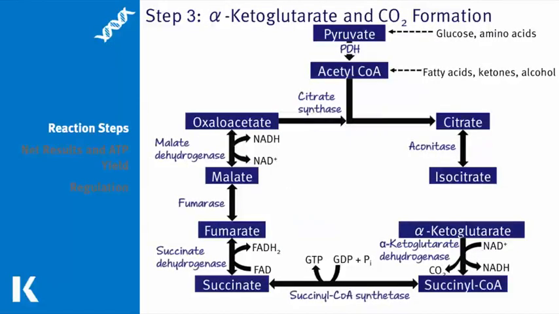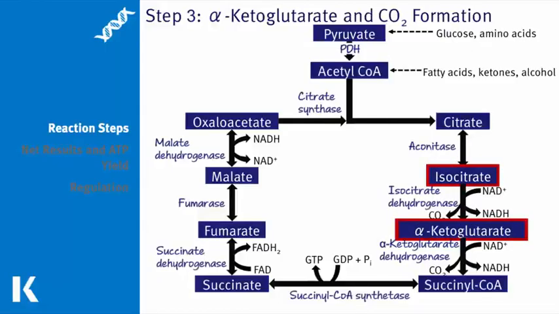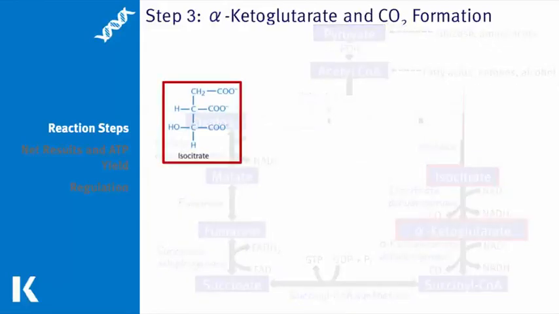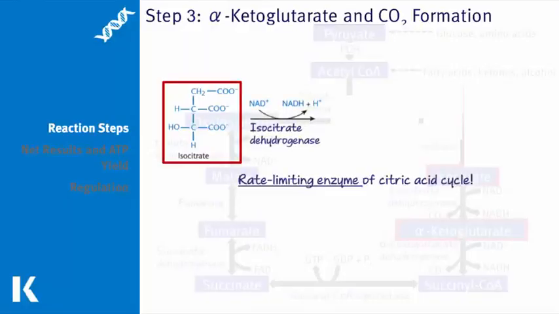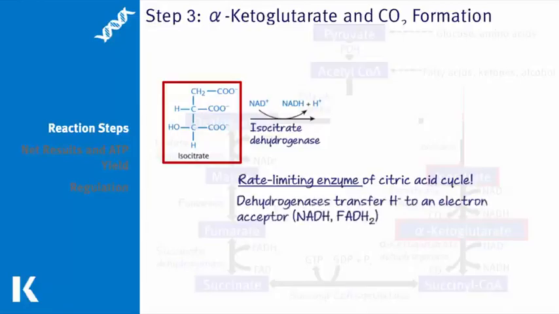In that next step, isocitrate does undergo oxidative decarboxylation, catalyzed by the enzyme isocitrate dehydrogenase. In our first step, isocitrate is oxidized by the isocitrate dehydrogenase. This enzyme is our slowest enzyme, making this the slowest step, therefore the rate-limiting step of the citric acid cycle. The enzyme is a dehydrogenase, meaning that it transfers a hydride ion to an electron acceptor. That means that we are forming NADH or FADH2.